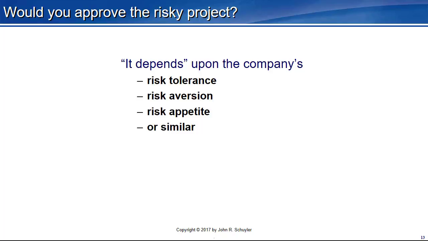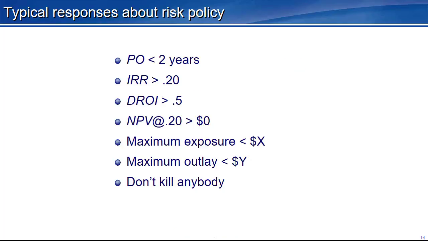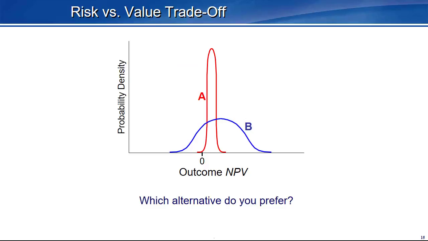Often management books will say only, it depends on the company's risk tolerance, risk aversion, risk appetite, or something similar. That's not very helpful, is it? I ask my classes whether anyone knows his or her company's risk policy. Some will respond with one or several metrics or hurdles. None of these is adequate, individually or in combination. Risk policy is to guide in making risk versus value trade-offs.